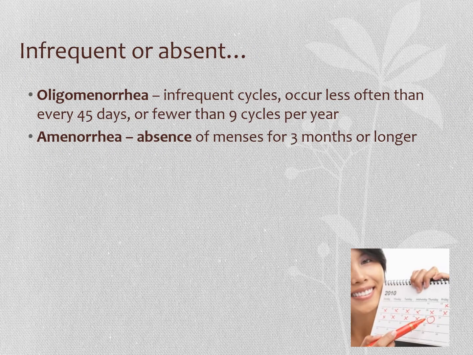If it is irregular, then it is often going to be either oligomenorrhea or periods of amenorrhea. Oligo meaning few, so the cycle length is more than 45 days from one period to the next, or fewer than 9 periods in an entire calendar year. And amenorrhea is if you go for 3 months or longer with no period. Of course, one of the most common causes of amenorrhea is pregnancy. There are other things too, as we'll discuss.